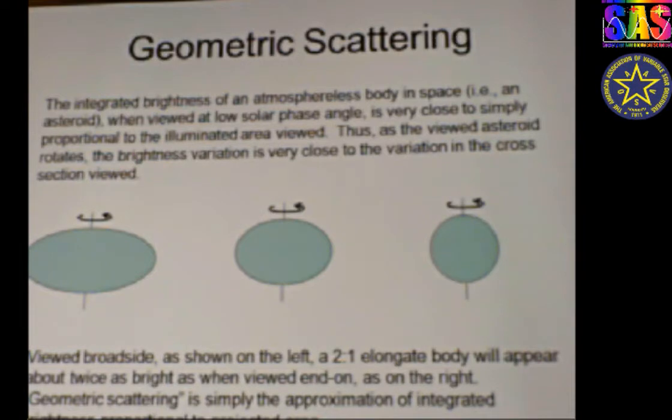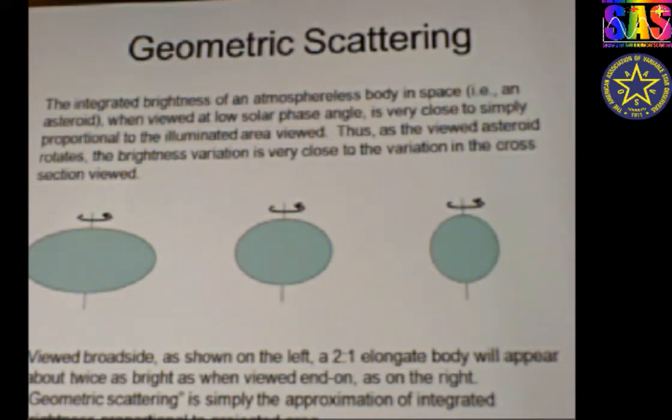That's the minimum light. And the amplitude of the variation is simply proportional to the ratio of the 2 short axes compared to the ratio of the long and polar axis. That turns out to be very close to true, even for not ellipsoidal but irregular shapes, if you're looking at a very low solar phase angle, so kind of like the full moon. And you can see why that's so just imagining the moon.